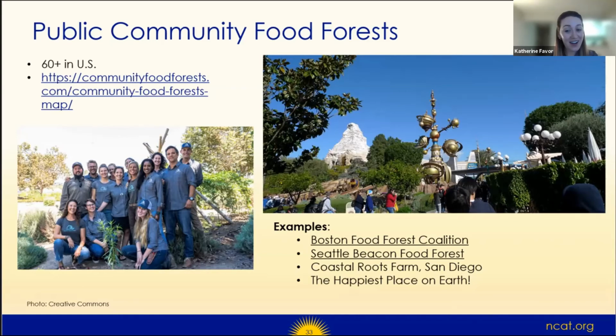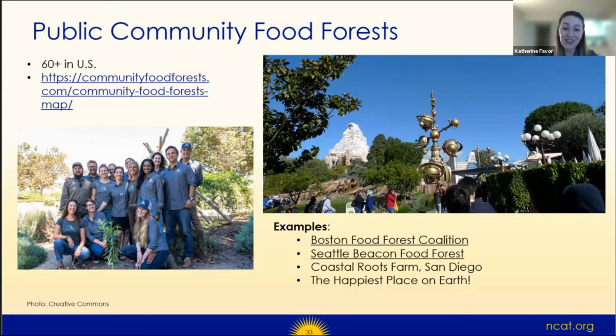And actually, fun fact, Disneyland's Tomorrowland was designed to be an urban agroforestry food forest. It was originally landscaped with 100% edible plants because in the 50s, Walt Disney thought that in the future we might have food shortages with a bigger population and that we'd need to landscape our landscapes with edible food for our communities.